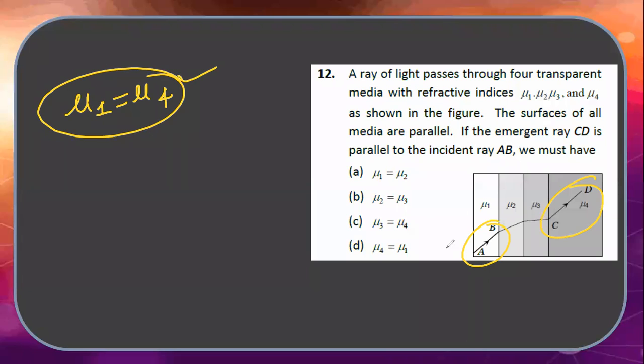It is a repeated problem. It is given that the surfaces of all media are parallel, so mu1 is equal to mu4. The fourth option is correct.